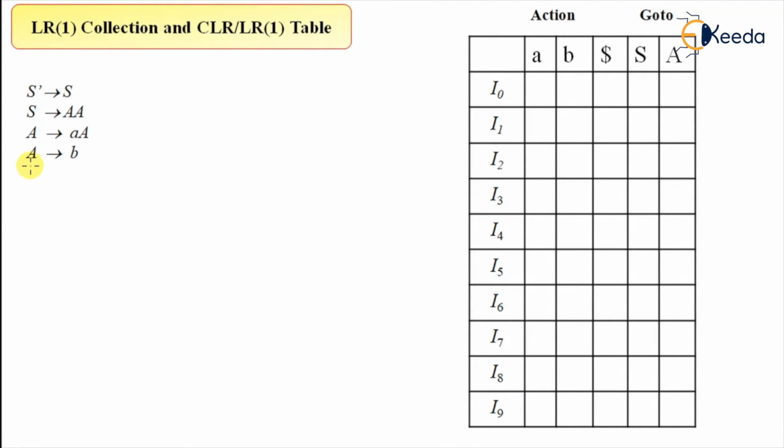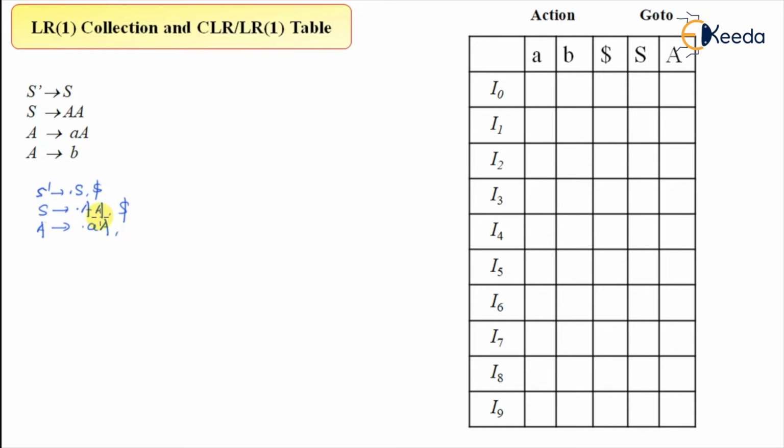So let's start building this LR1 collection. We'll start with S' derives dot S and put a dollar over here. Then S derives dot AA, and after S nothing is there, so I'll just put a dollar over here. Then A derives dot small a capital A.